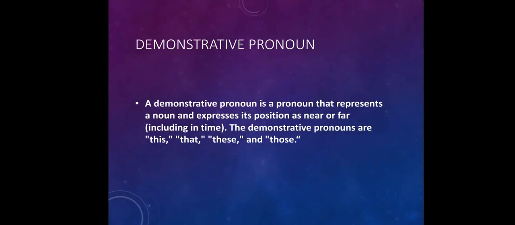Now, the second type is demonstrative pronoun. A demonstrative pronoun is a pronoun that represents a noun and expresses its position as near or far, including in time. The demonstrative pronouns are this, that, these, and those. It's very simple. Demonstration, इशारा करना, to point something out, whether in time or location. करीब है, दूर है, इन चीज़ों को शो करता है demonstrative pronoun. I will now share a chart with you.